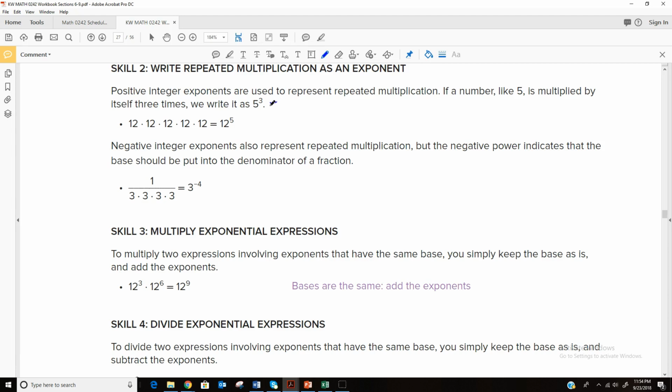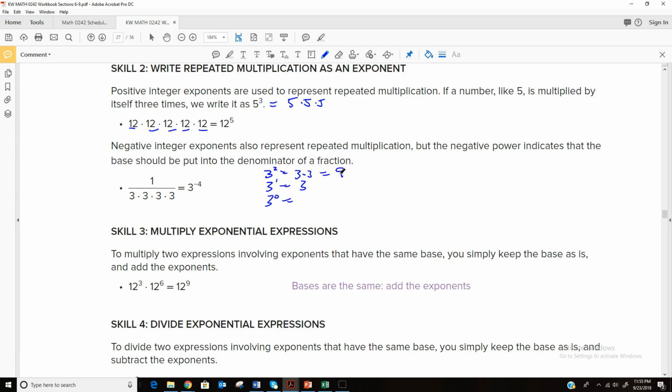In this case, 5 to the third would be 5 times 5 times 5. 12 times 12 times 12 times 12 times 12 we could write as 12 to the 5th, because it's 5 factors of 12. If we have a negative number up here, kind of like we had before, we know already that, say, for instance, 3 squared is 3 times 3. We know that 3 to the 1st would be 3. And since we're reducing the number of factors of 3, we get 3 to the 0.